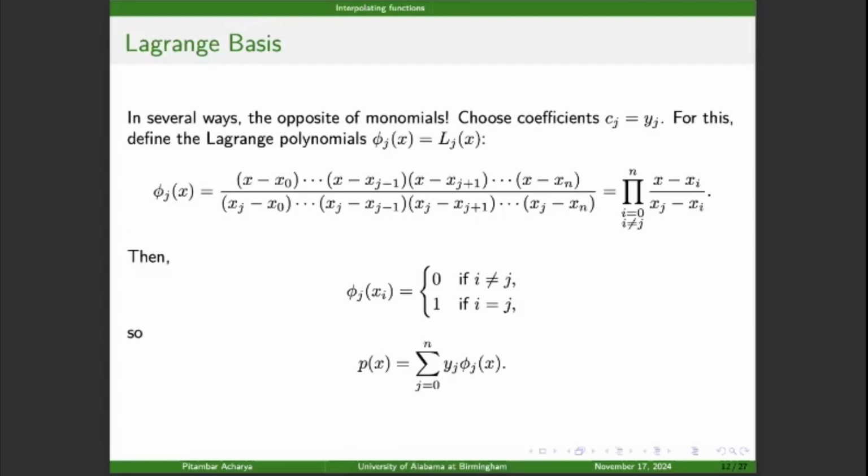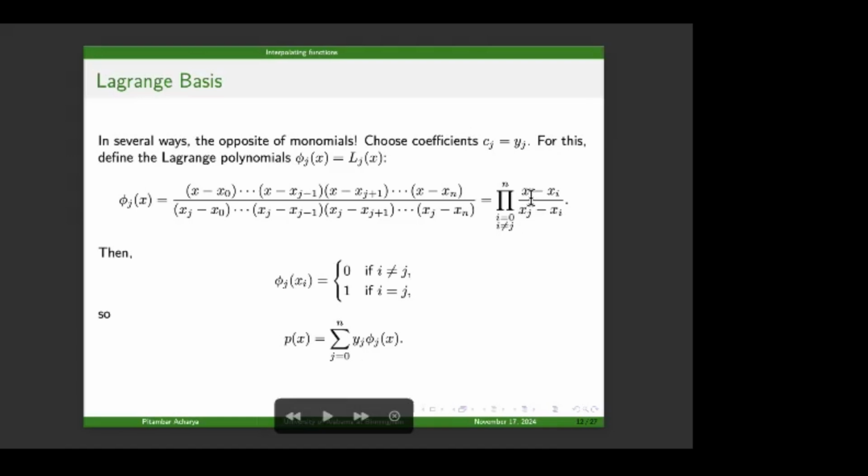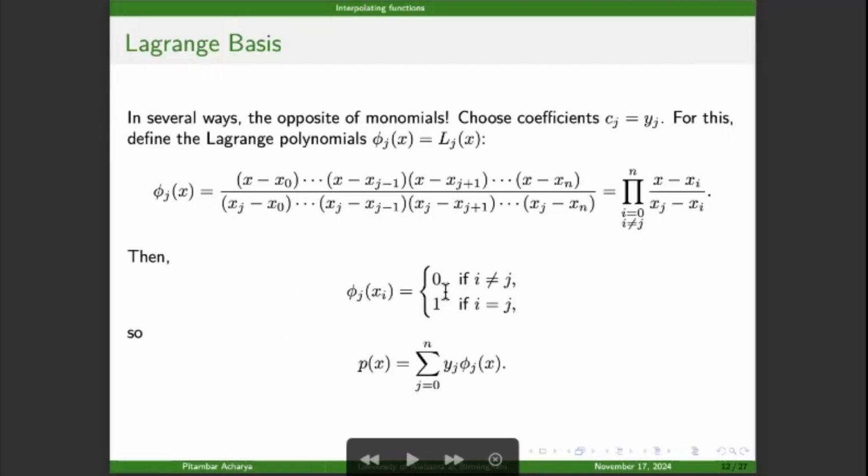Similarly, we have another polynomial interpolation function, which is constructed by using the Lagrange basis. So now phi j of x can be replaced by Lj of x, which is given by this product formula: the product of the fraction between x minus xi and xj minus xi. This Lagrange basis phi j of xi is defined as 0 when i is not equal to j, and equal to 1 when these two indices are equal. So ultimately, the Lagrange polynomial function will be p of x equals the sum of yj multiplied by phi j of x, which is replaced by the Lagrange basis given here.